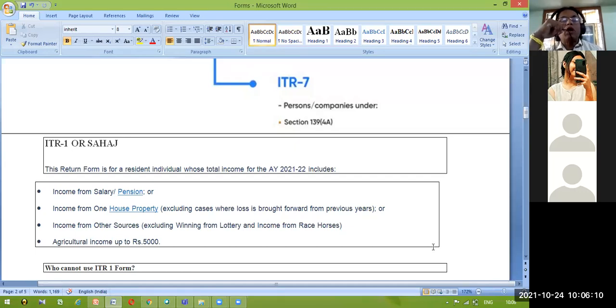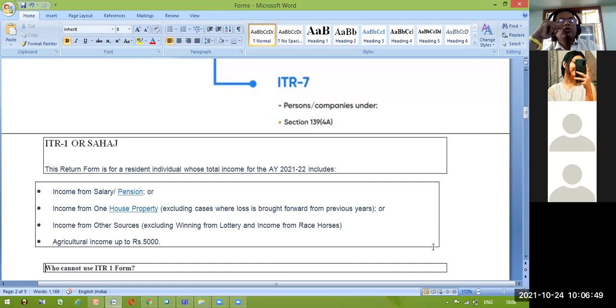If you are having 2 house properties, you cannot fill up this, excluding where loss is brought forward from previous year. Anyway, income from other sources can be there. Income from other sources has got a long list, and in this long list, suppose interest on bank deposit is also income from other sources, that will come. But there are some items of income from other sources like winning from lottery, income from horse races. This will not come here. If you're having these things, then you cannot include here.